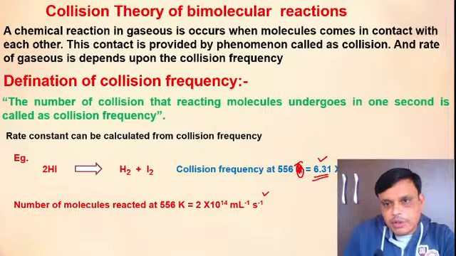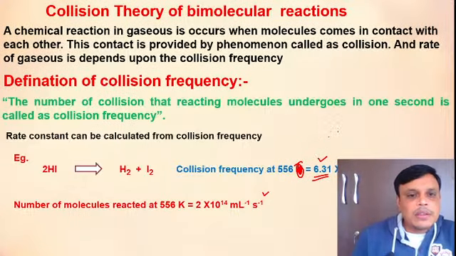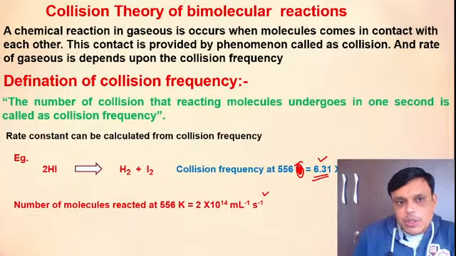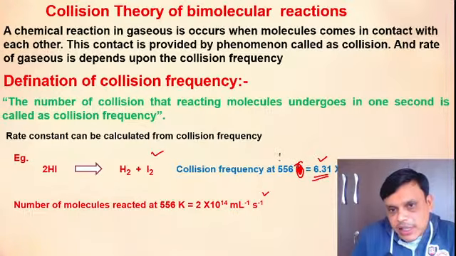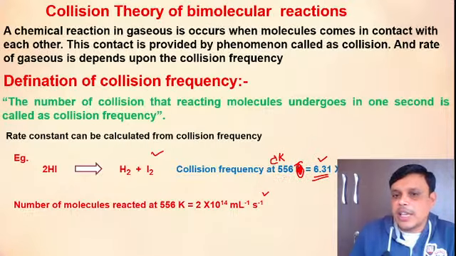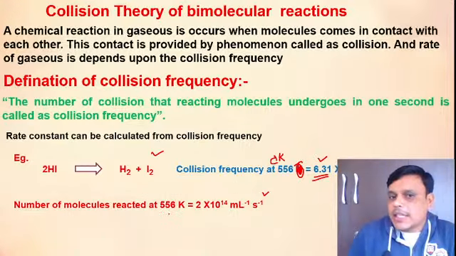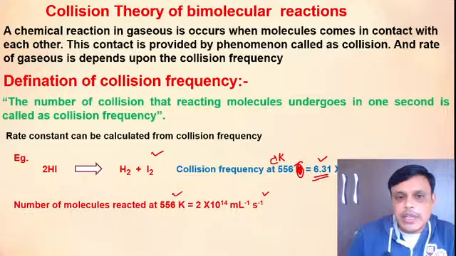If you compare these two values, this is the collision frequency. This is not the rate constant. By mistake I have written K here. So this is the collision frequency for this reaction at 556 Kelvin. Sorry, this is in Kelvin, the temperature unit. So collision frequency at 556 Kelvin is 6.31 into 10 to the power 31 per mole per second, and the number of molecules reacted at the same temperature, 556 Kelvin, is 2 into 10 to the power 14.